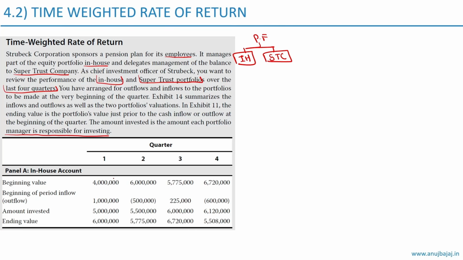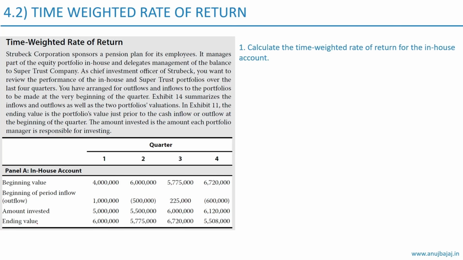So in-house management is responsible for managing 4 million of the entire pension fund. We are required to calculate the time weighted rate of return for the in-house account. So as I read the information, I will also draw a timeline to divide the sub-periods. So our first sub-period starts at the beginning of first quarter and the value of portfolio is 4 million.